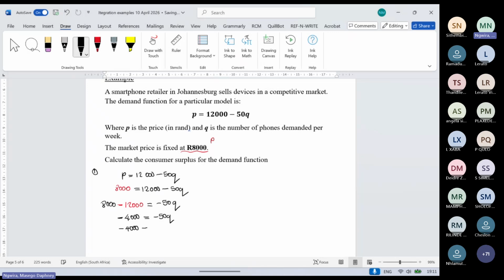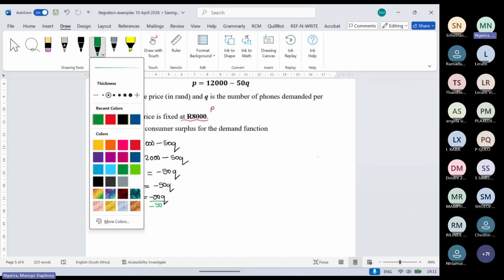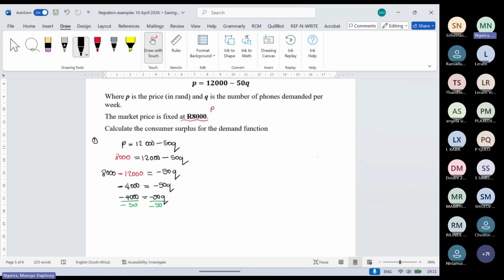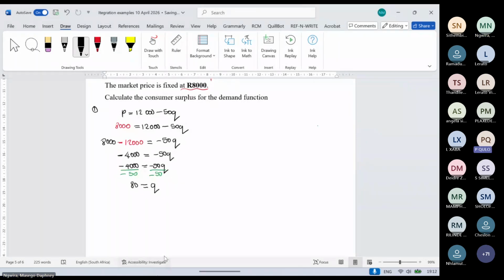So I'm going to rewrite this step so that when people check the notes, it's easy. Now we divide both sides by negative 50 because we want Q to be alone. We are solving for Q. Again, I'm doing this so that people can understand when they check the notes. And then we have negative 4,000 divided by negative 50, which is 80 cell phones. So my Q is 80.